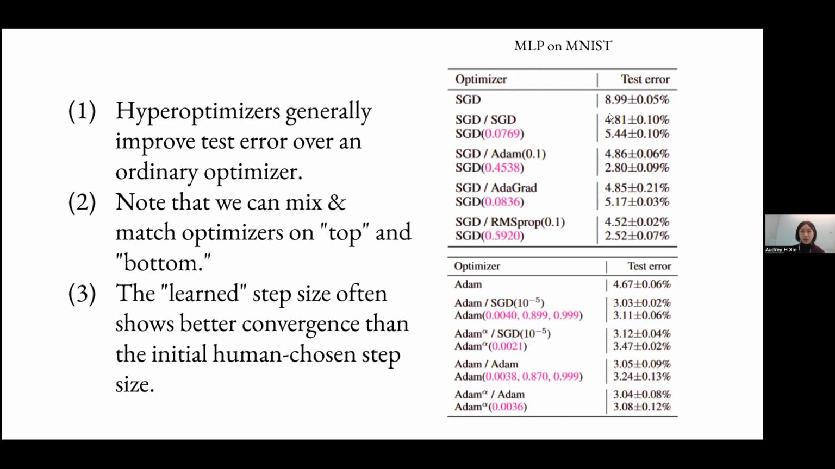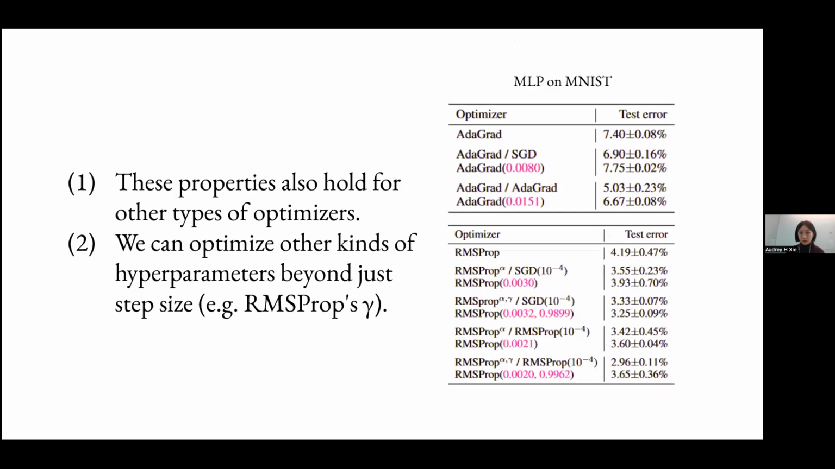And then once again, we observe that the test error for these values is indeed less than the ordinary optimizer. And sometimes they even do better than the hyper optimizer. This experiment is then repeated with other optimizers such as AdaGrad and RMSprop, and the same properties hold.